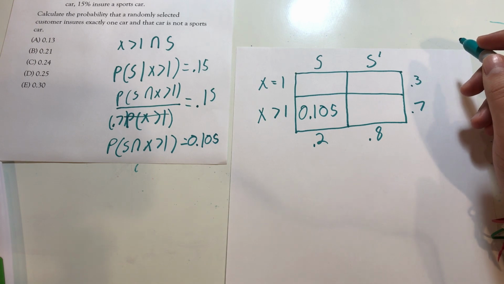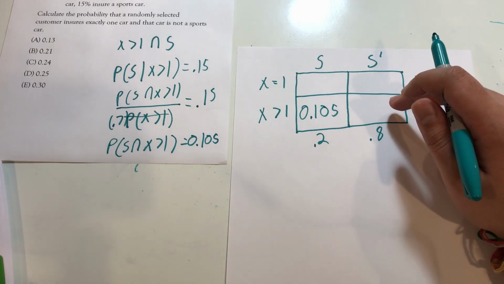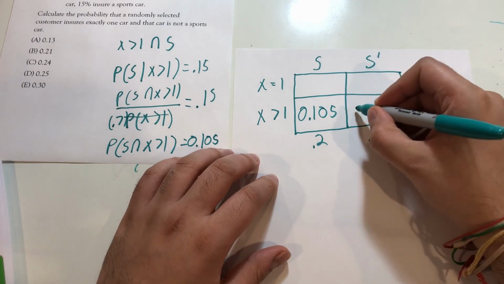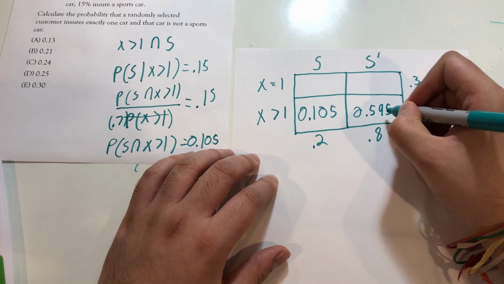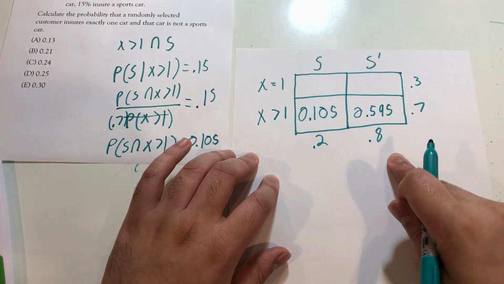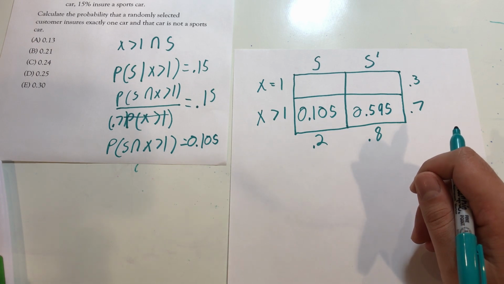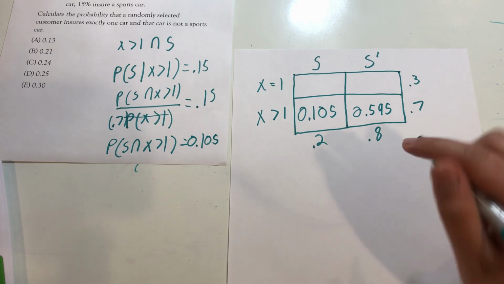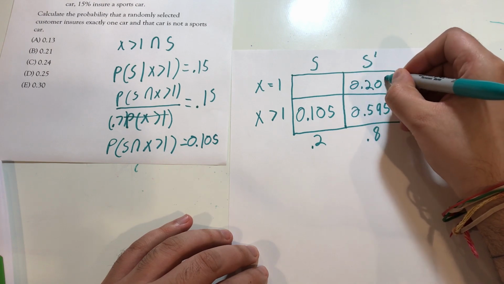So I just do 0.7 minus 0.105, and I get 0.595. This entire column should add up to 0.8. So 0.8 minus 0.595 gets us 0.205.